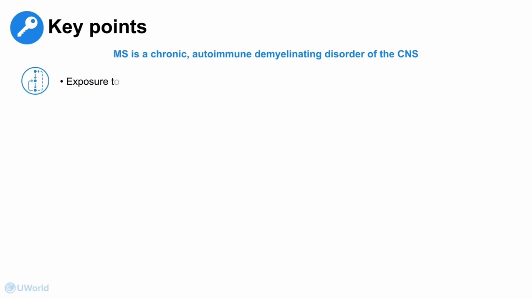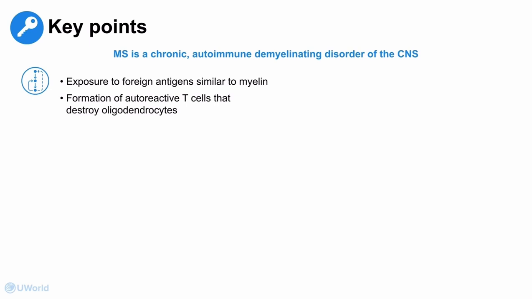To sum up, here are the key points to remember. Multiple sclerosis is a chronic autoimmune disorder of the CNS characterized by demyelination and neurodegeneration. The disease is likely triggered by exposure to foreign antigens with structural similarity to myelin proteins, leading to formation of autoreactive T cells that destroy myelin-producing oligodendrocytes, with relative sparing of axons.